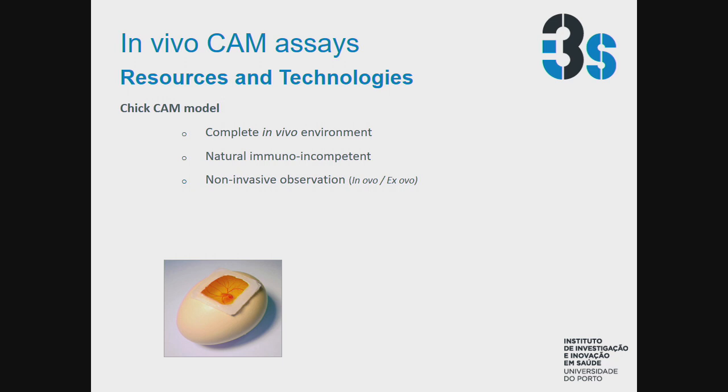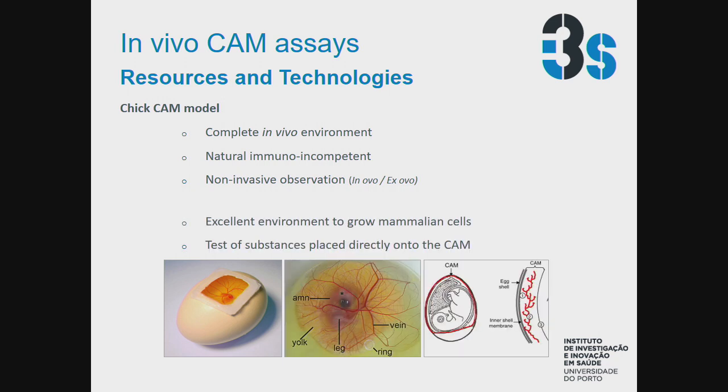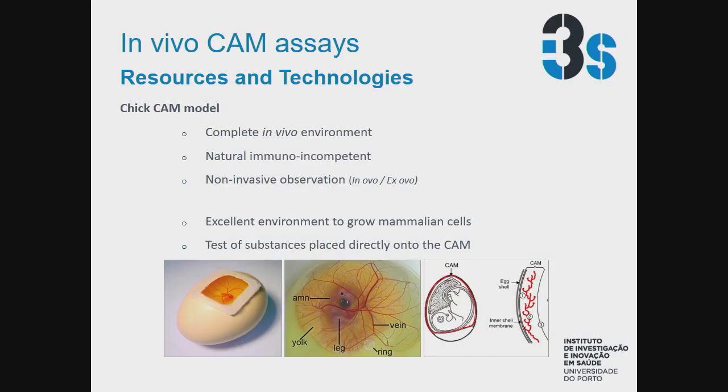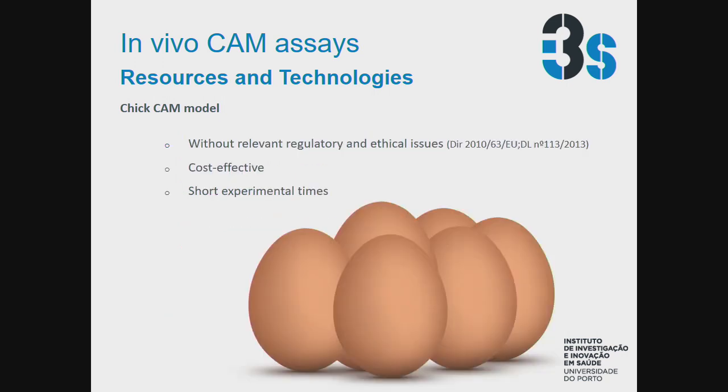And it's very easy to manipulate, and you can observe it very easily without invasive procedures. The chorioallantoic membrane surrounds the chick. It's an extra-embryonic membrane, and it is highly vascularized. So it will very efficiently provide nutrients and oxygen to the cells that you put on top of it. So it's an excellent environment to grow mammalian cells. You can also use the CAM to test substances, just placing them directly on it. Also, the use of bird embryos doesn't have any relevant regulatory or ethical issues, so there is no restriction in the use of this model.